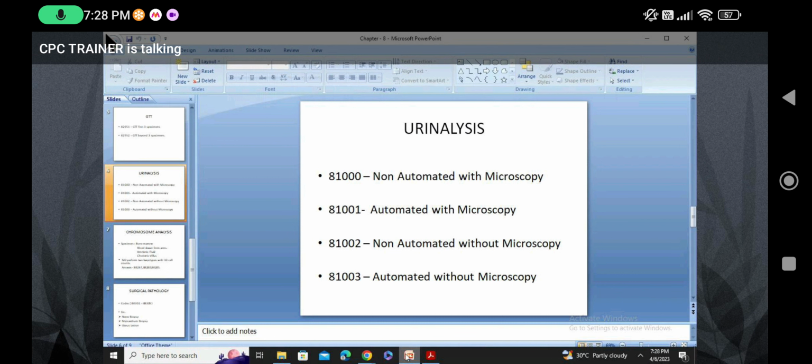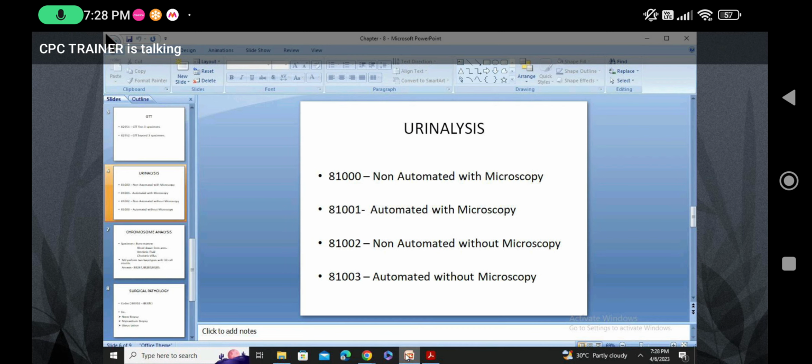The provider performs the urine analysis via two different methods. One is the automated method, another one is the non-automated method. Automated means they do it directly in a machine. Non-automated means the provider does the process manually. So these are two different things. In this scenario, sometimes the provider performs it with a microscope or without a microscope.